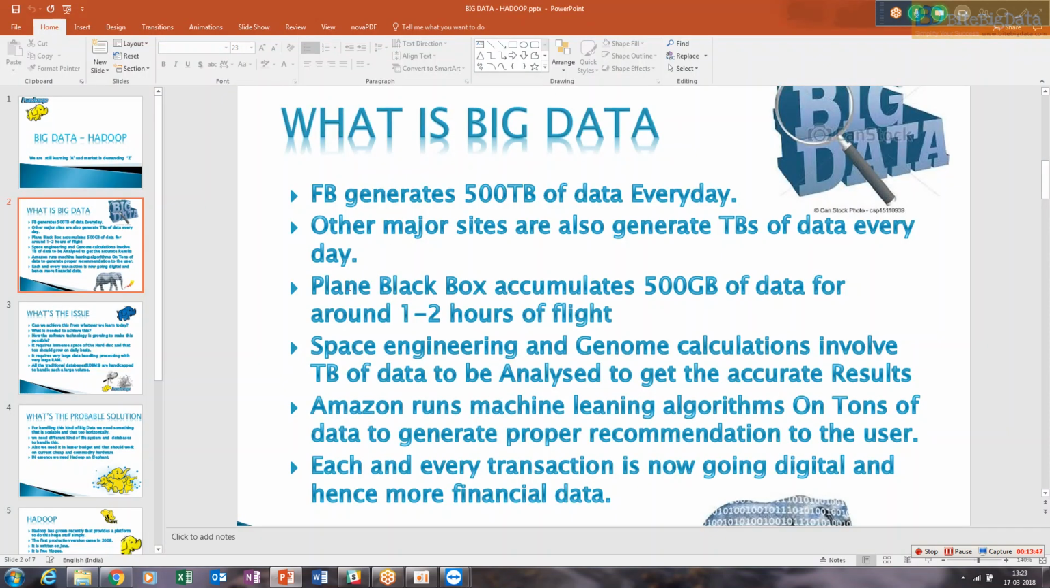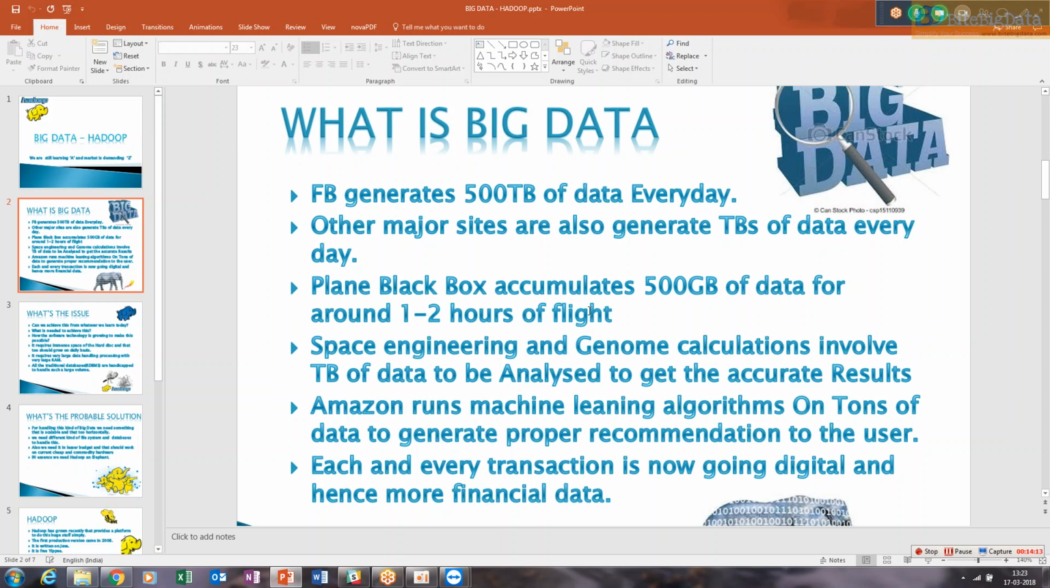Okay, the other example is a plane black box, and you can just read through this slide. Basically, there are multiple examples. So a plane black box, again, the color is not black, it is orange. Okay, why is it said to be a black box? Because of the internal media, that is the hard disk and all, just to keep the record of the plane.